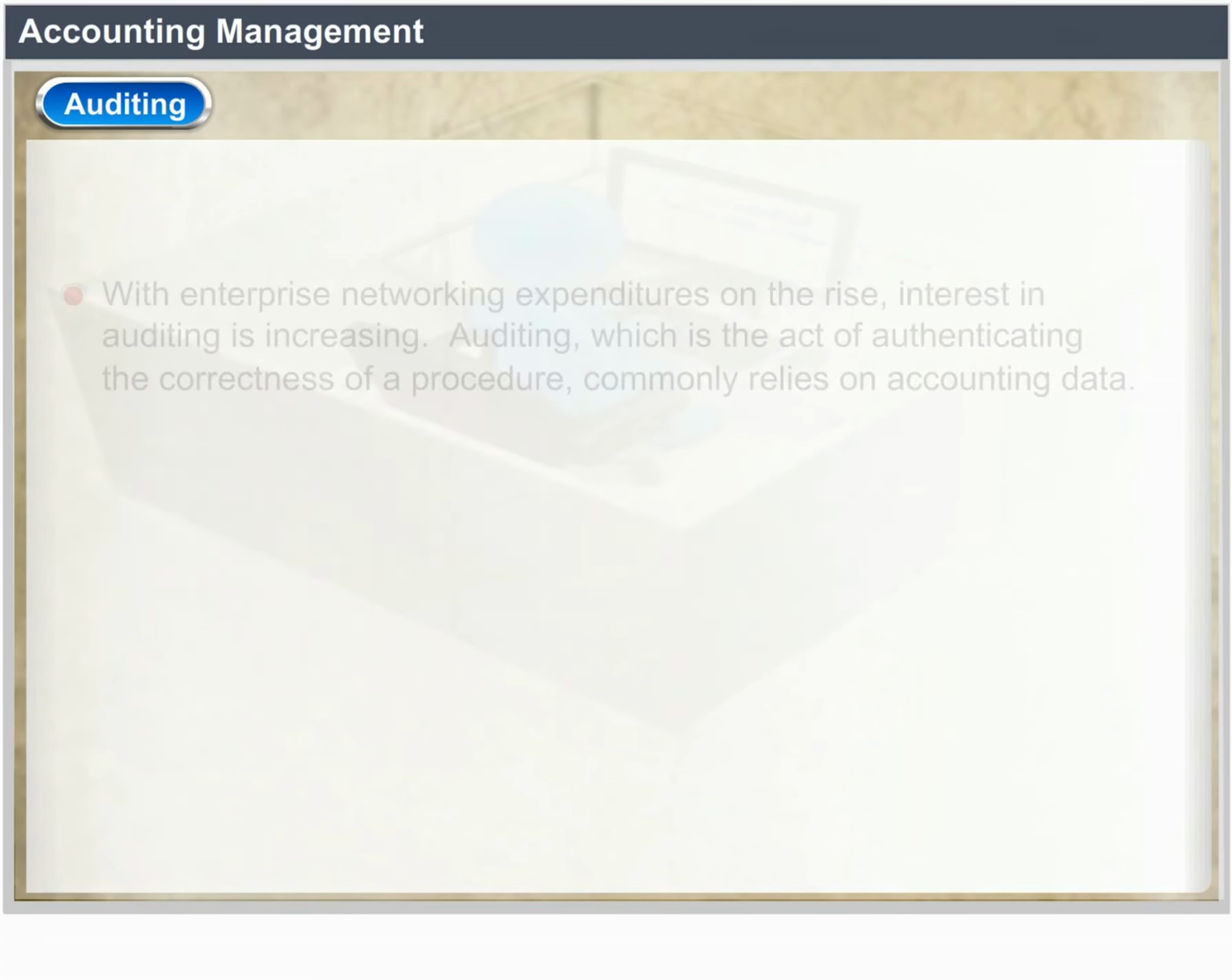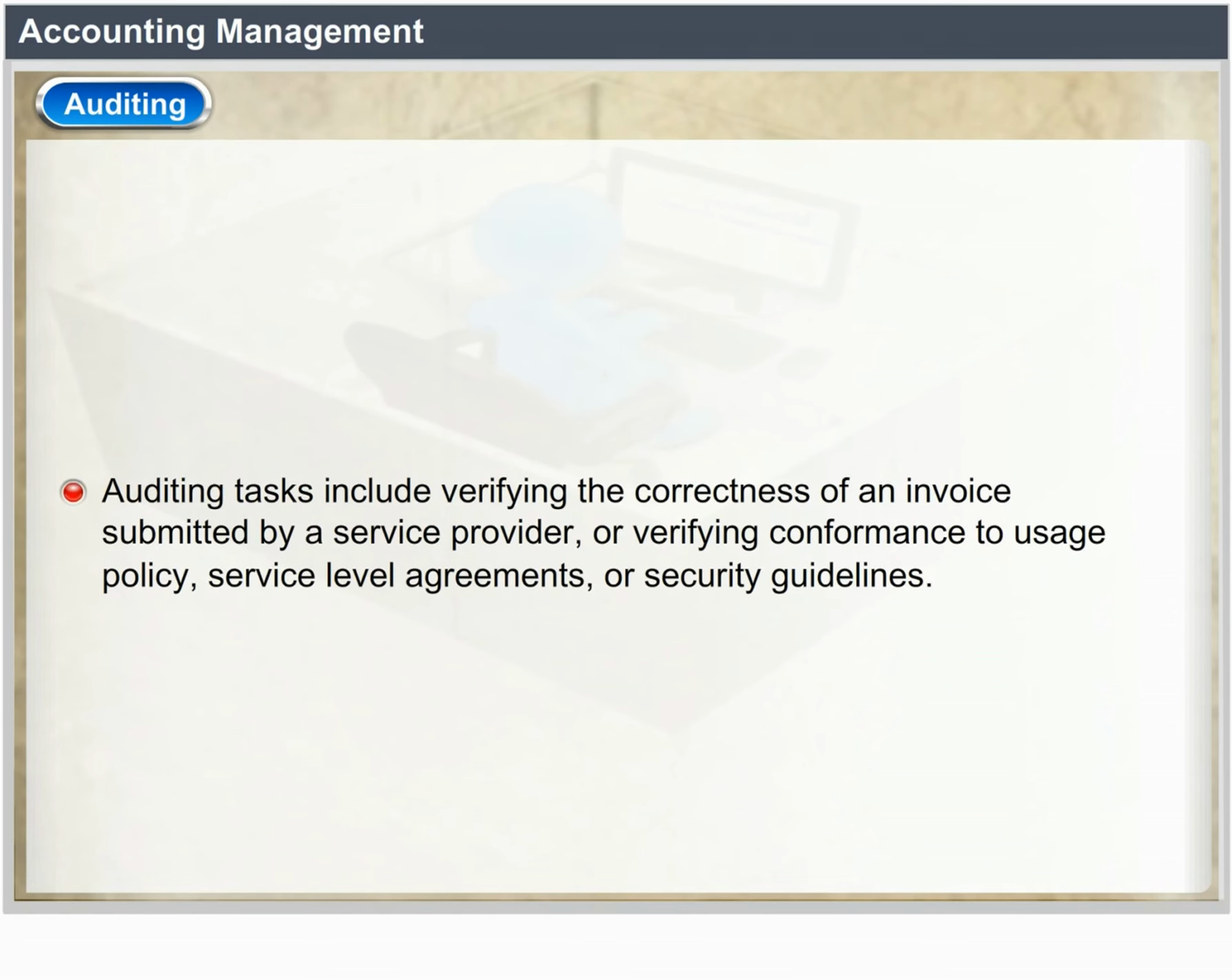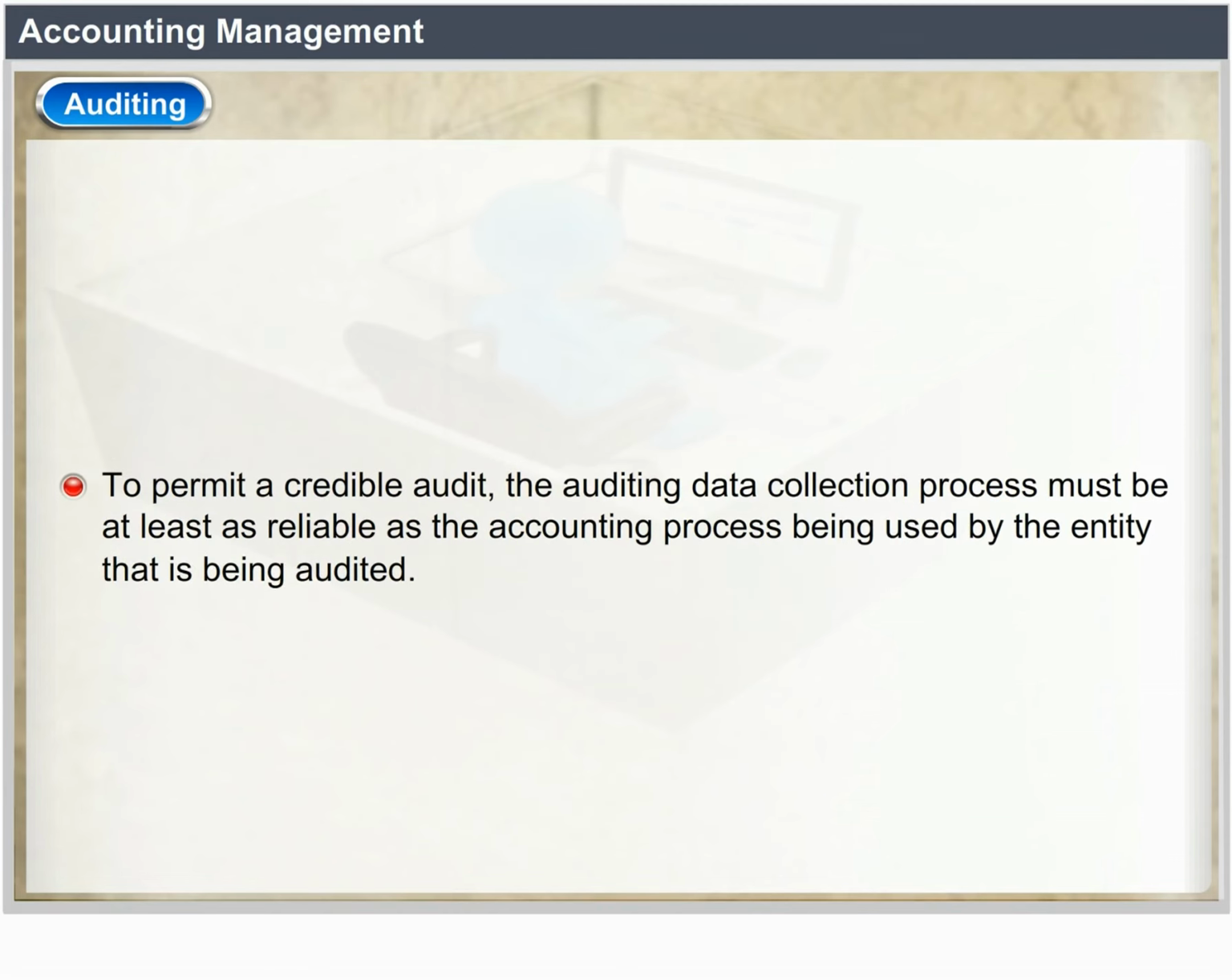Auditing. With enterprise networking expenditures on the rise, interest in auditing is increasing. Auditing, which is the act of verifying the correctness of the procedure, commonly relies on accounting data. Auditing tasks include verifying the correctness of an invoice submitted by a service provider or verifying conformance to usage policy, service level agreements, or security guidelines. To permit a credible audit, the auditing data collection process must be at least as reliable as the accounting process being used by the entity that is being audited.